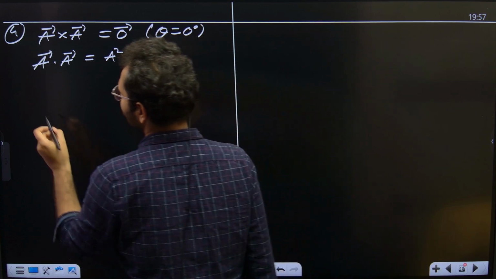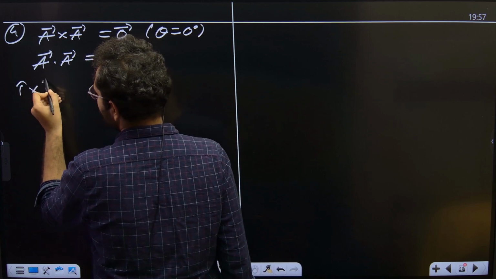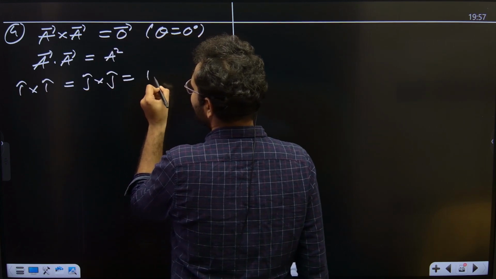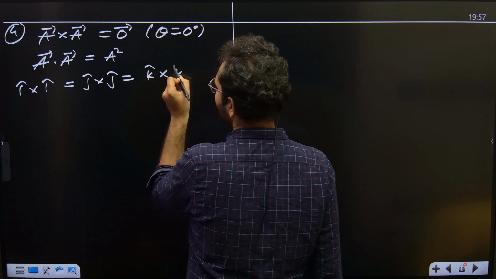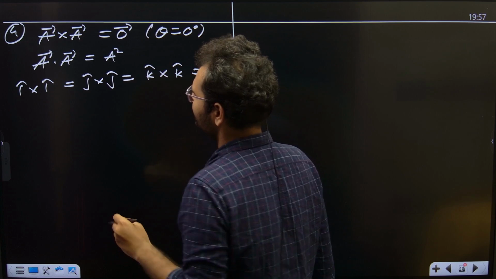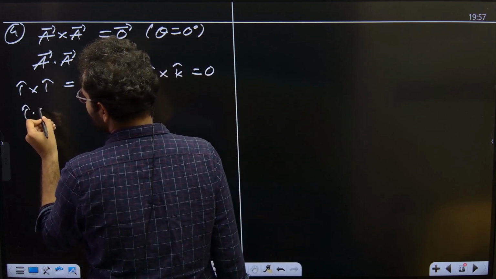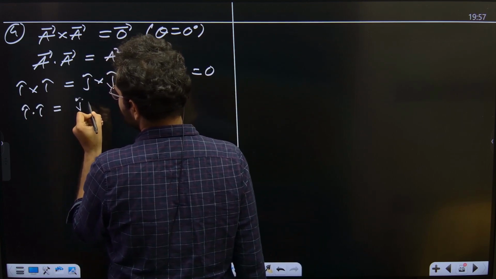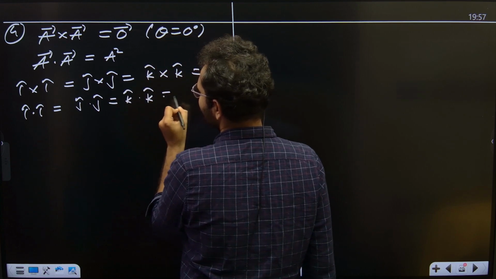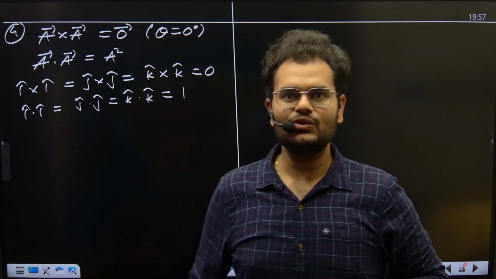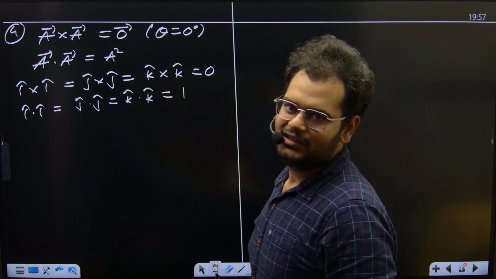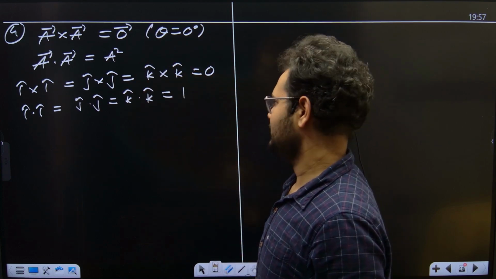That means one very important thing: I cross I, or J cross J, or K cross K, how much is it? 0. 100% 0. But sir, what was I dot I, equal to J dot J, equal to K dot K? You remember or you don't remember? It is 1. Yes or no? Yes, sir. So remember this property as well. Okay? Yes, sir. Fine, sir.